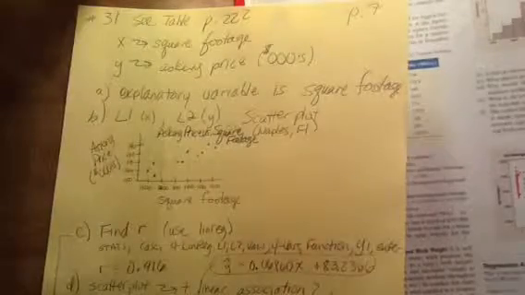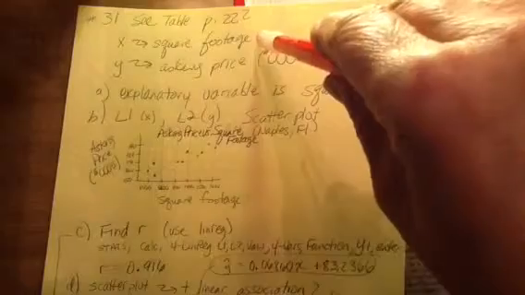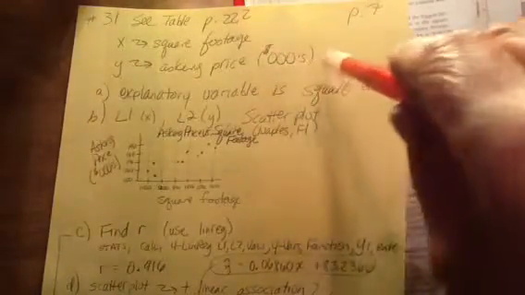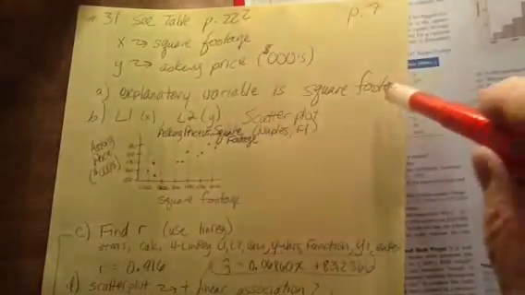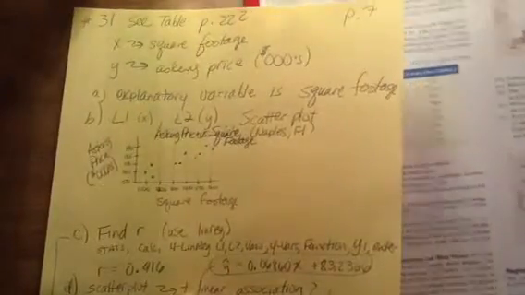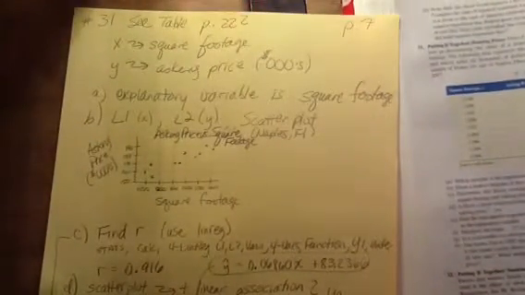All right, there is a table on page 222 that talks about the square footage of homes and the asking price of homes in the thousands. Now, the explanatory variable will have to be the square footage because of how they're asking the problem. In part B, they actually ask, draw a scatter diagram.